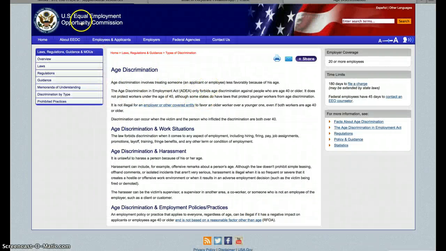I also have some information here about age discrimination and the U.S. Equal Employment Opportunity Commission. The actual cutoff age is 40, so people 40 and over are in a protected class of not being discriminated against.